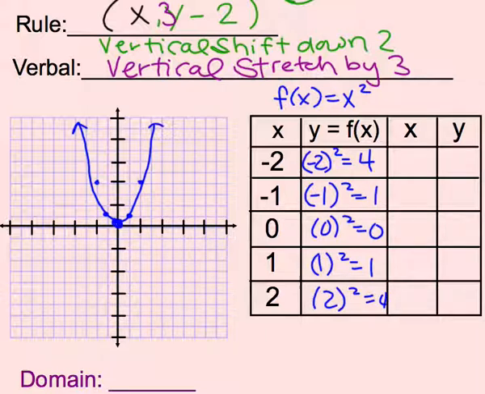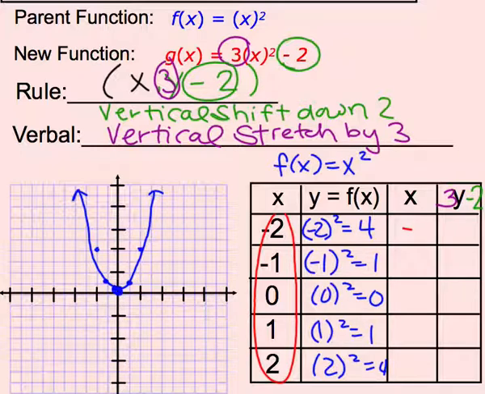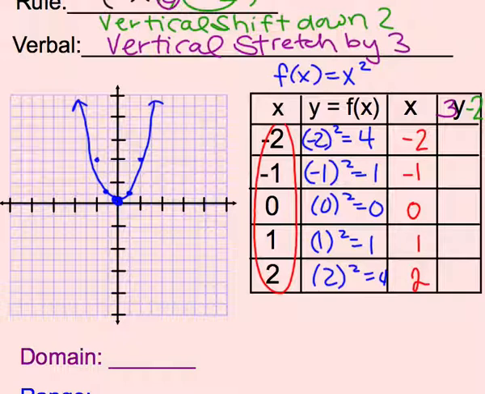All right, now after we've written the rule, we're going to be multiplying all of the y values by 3, and we're going to be subtracting 2 from all of the y values. So what we can do is take all of these x's and just rewrite them to that third column. We're not affecting anything on the horizontal axes, the x values. Now with the y, we're going to take all of these numbers and multiply them by 3 and then subtract 2.